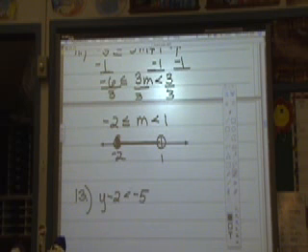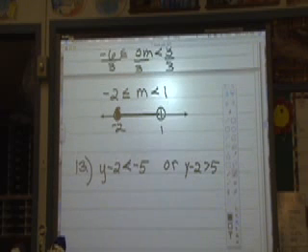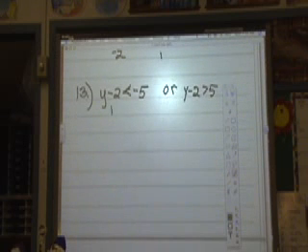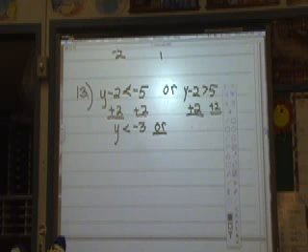This is an or statement. Y minus 2 is less than negative 5, or, keep the or in there, y minus 2 is greater than 5. Okay, Maria? Add 2 to both sides. So y is less than negative 3. And then break down the or, don't lose that. And then over here, add 2. And y is greater than 7.